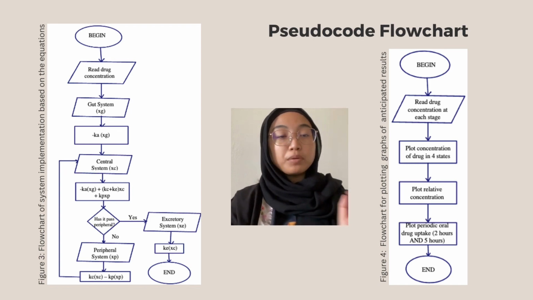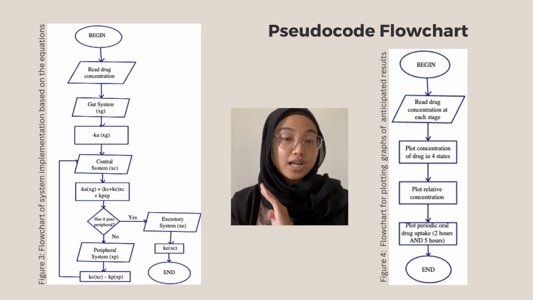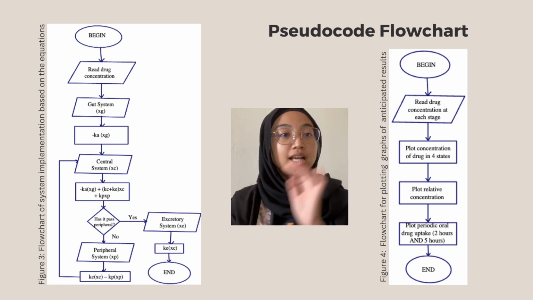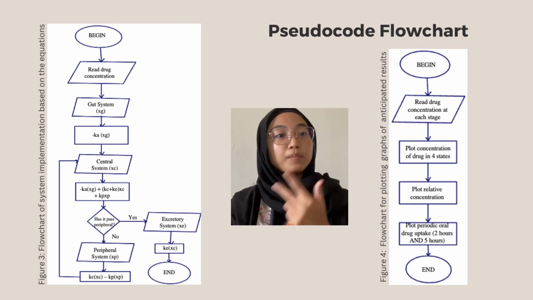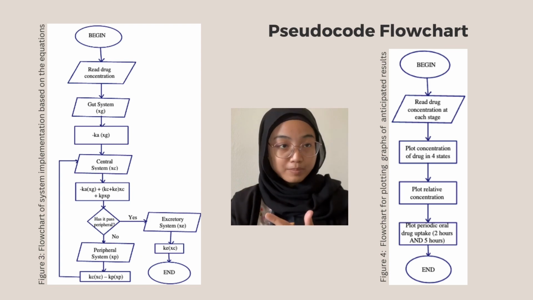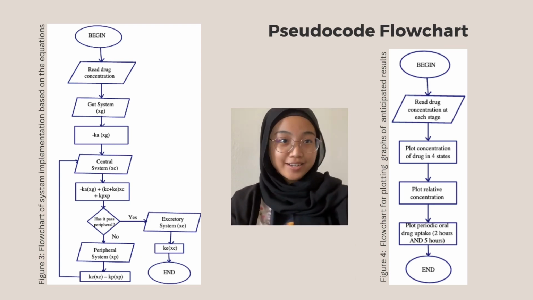The second flowchart will be on plotting the results, whereby it will begin with reading the drug concentration at every stage, which is 4 stages. Then it will plot the concentration of the drug in 4 stages. It will plot relative concentration, and lastly it will plot periodic drug uptake for 2 hours and for every 5 hours, and the system will end there.